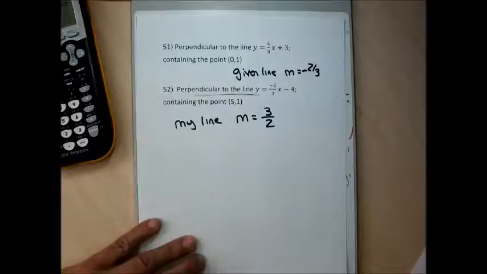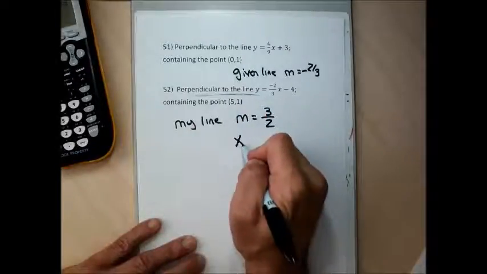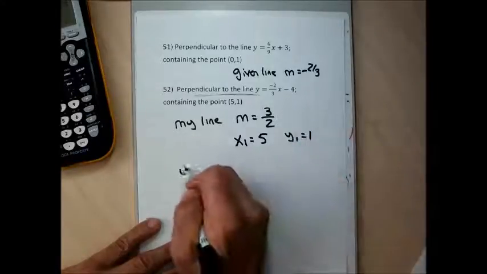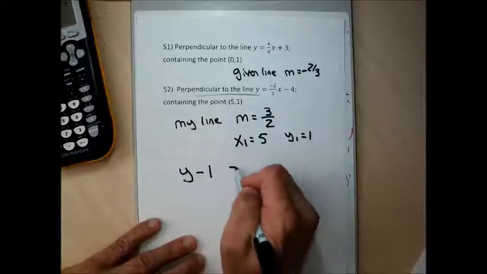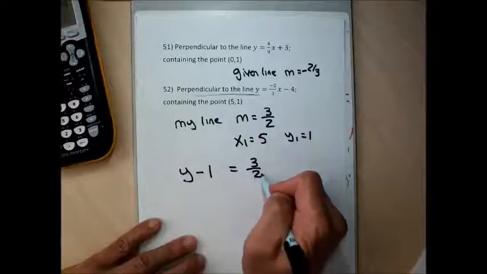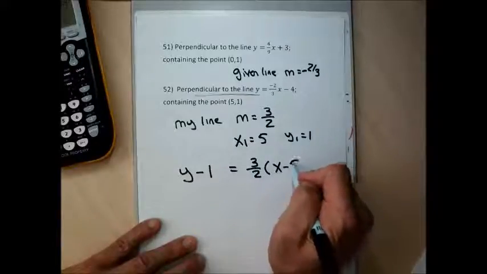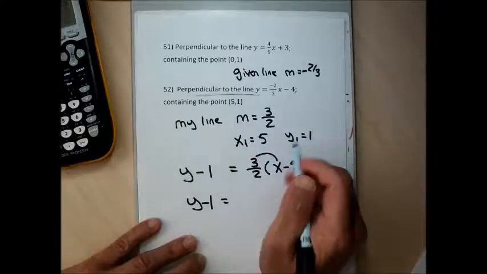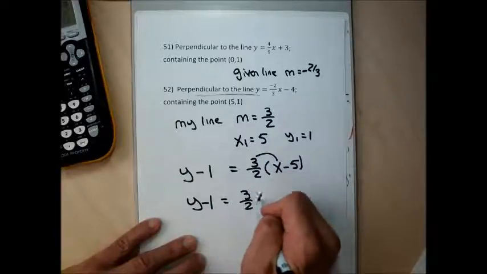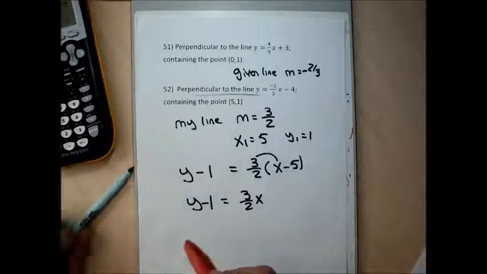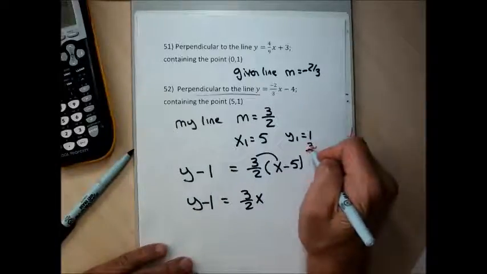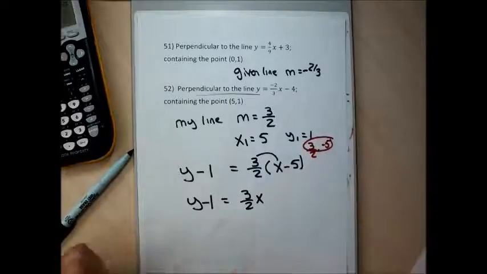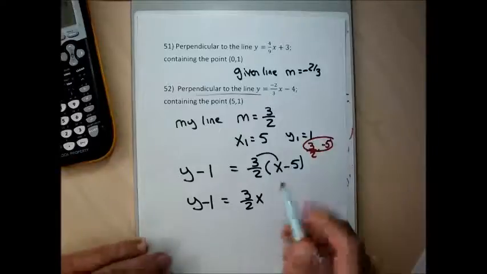And it gives me the point, so I'm going to put in x1 equal to 5, y1 equal to 1, and go y minus y1, which is y minus 1, equals m, 3/2, times x minus x1, which is x minus 5. It's going to give me y minus 1 equals 3/2 x. And then I'm going to do 3/2 times minus 5. Just going to multiply that 3 and that minus 5 and get minus 15/2.